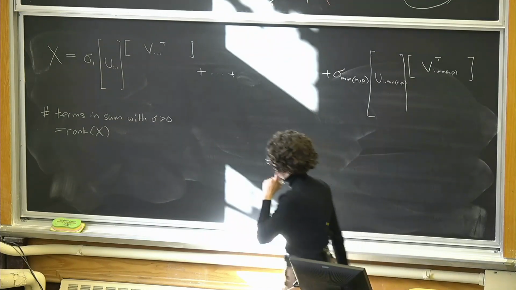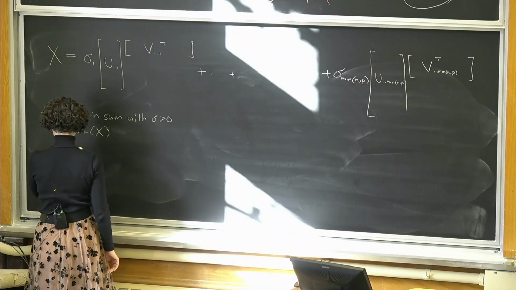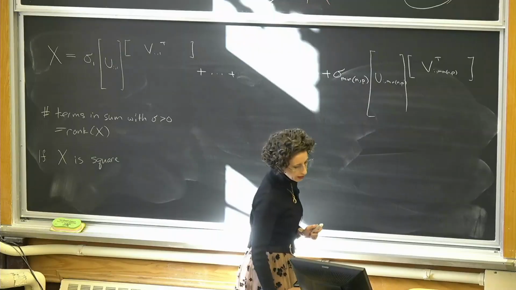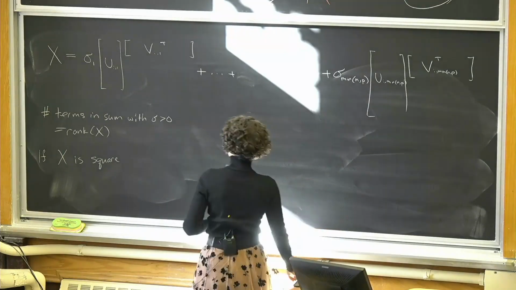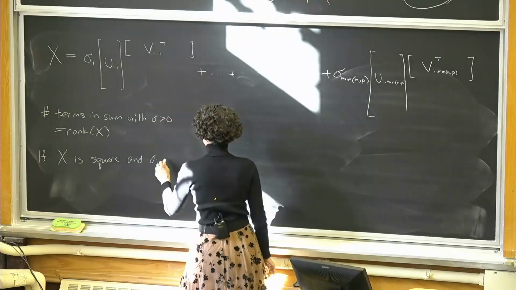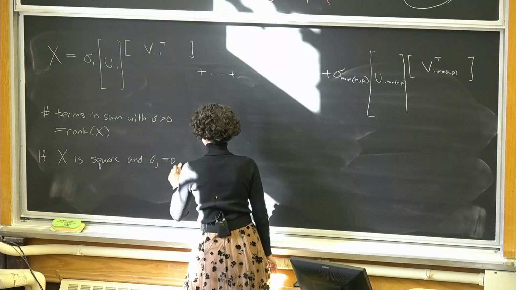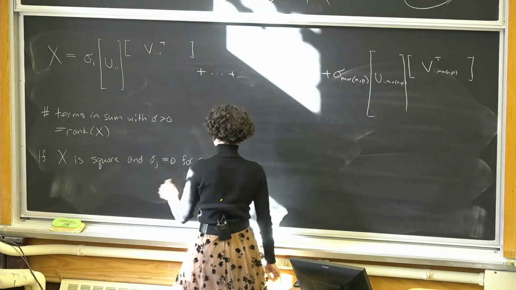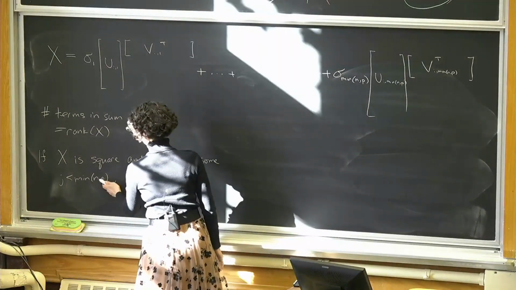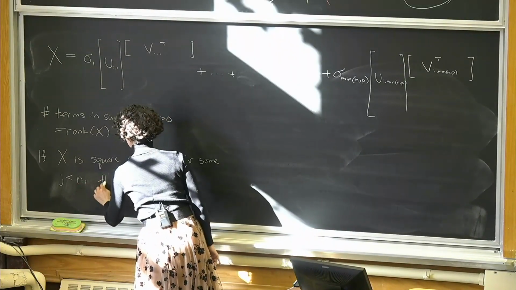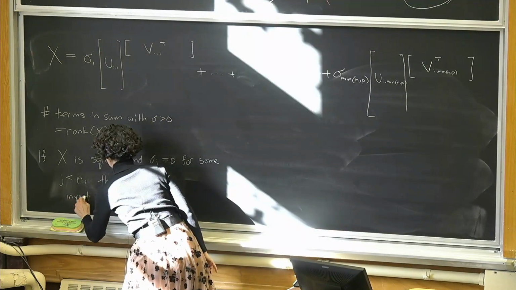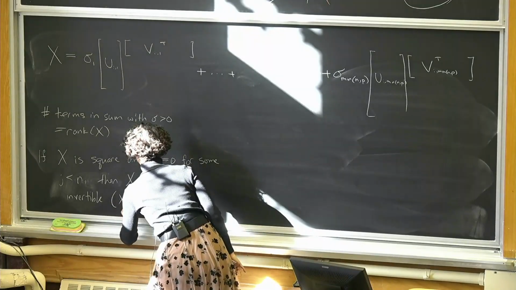Okay, so now we're going to get to a key point that's going to be related to some of the stuff we did with least squares. So if X is square, and there's some sigma j equal to 0 for some j less than the minimum of n and p, or, well, I guess it's square, so it's just less than n, then X is not invertible. Or in other words, we say X is singular.